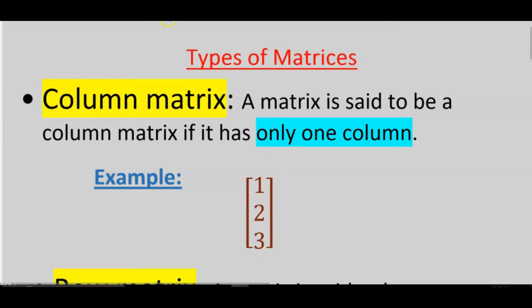As we can say, these are the rows and these are the columns, right? This is the column and these are the rows. So as you can see in the example, there is only one column. So if we have only one column in the matrix, that is called a column matrix.